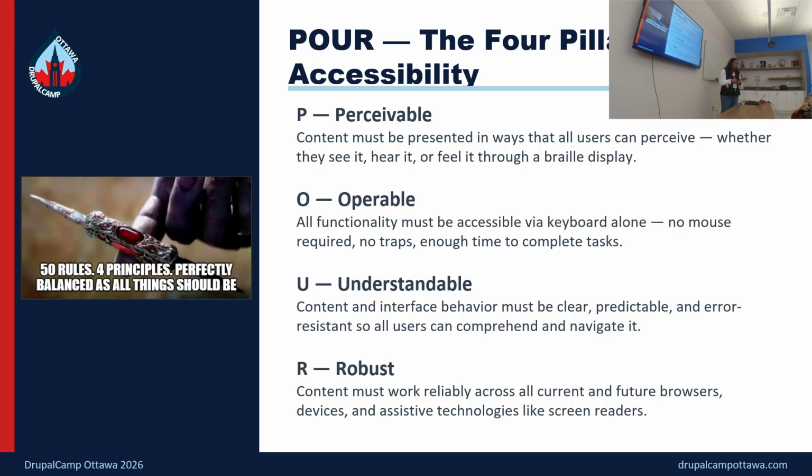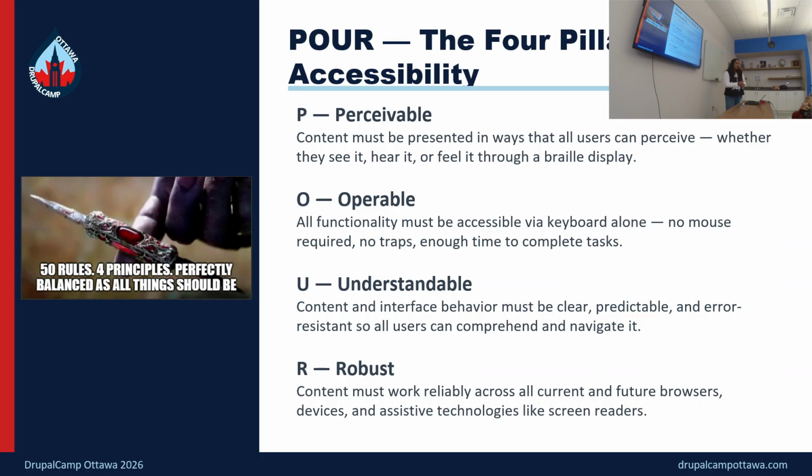Then next is O, that is operable. All the functionality must be operated by either keyboard with no mouse, no traps, and enough time to complete them. U is understandable. The content and interface should be in clear, predictable language. It should be error-free, and they can navigate or comprehend the content on the site very clearly.